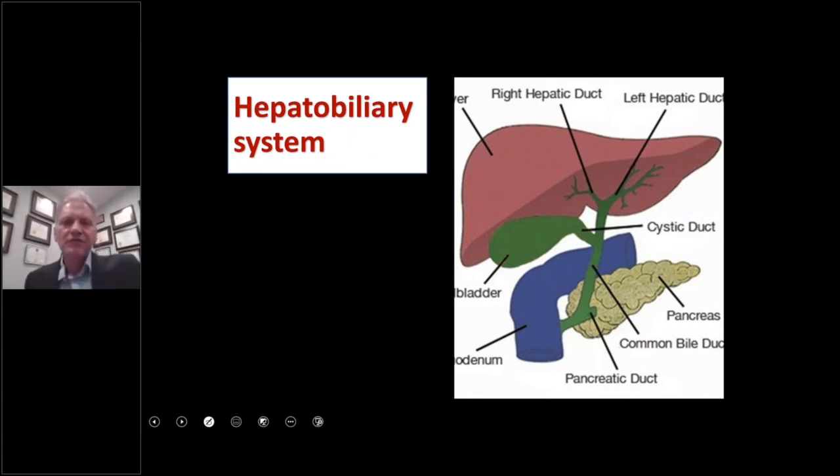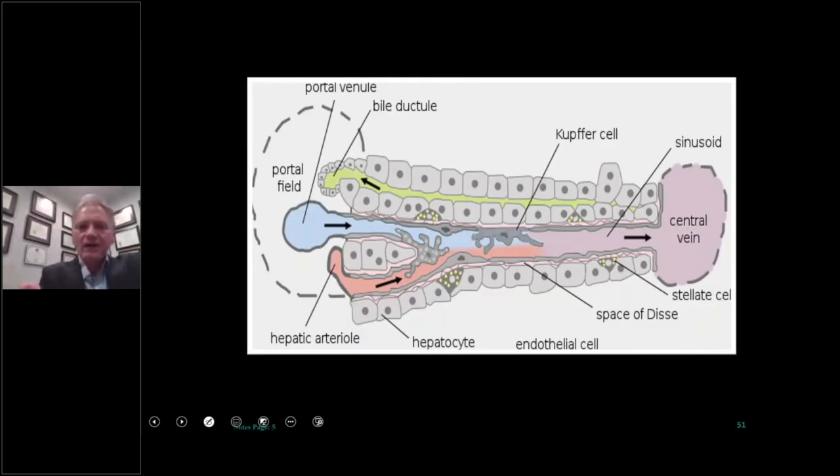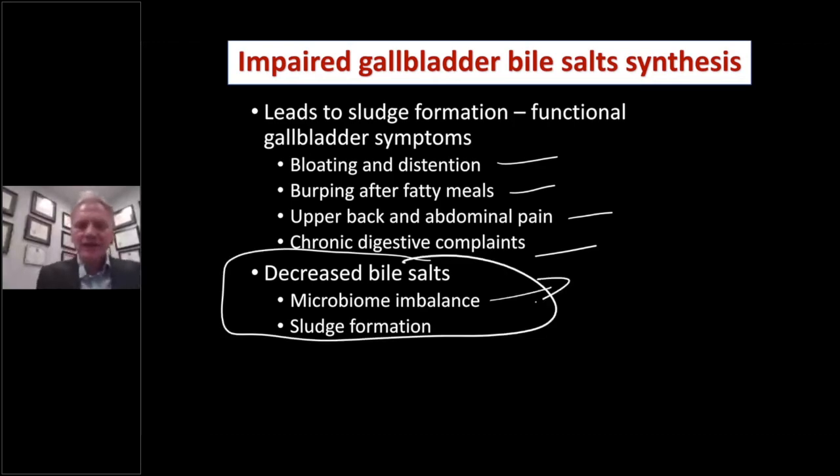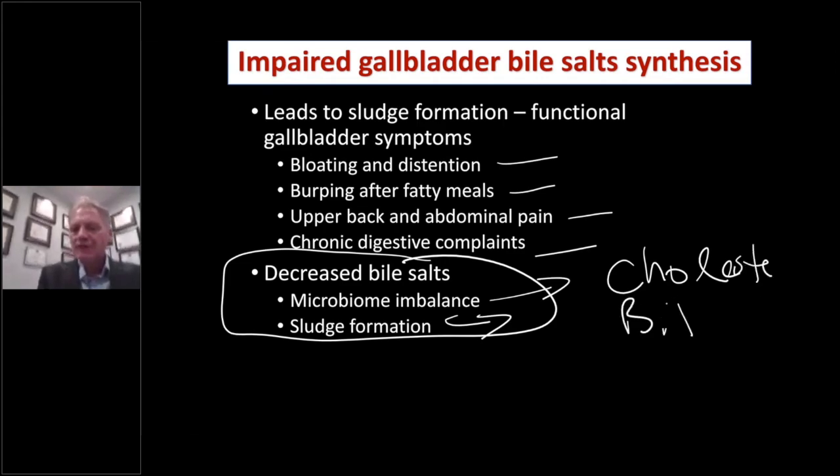All right, so impaired gallbladder salt synthesis leads to sludge formation, and clinically, here are some of the signs that you can see. You can have bloating and distension, burping after fatty meals, upper back and abdominal pain, chronic digestive complaints. These are clues that you have poor bile flow. If you have decreased salts, it's going to create a microbiome imbalance, and it's going to increase sludge formation. If your liver is unhealthy, it's not going to make the appropriate cholesterol to bilirubin ratio.